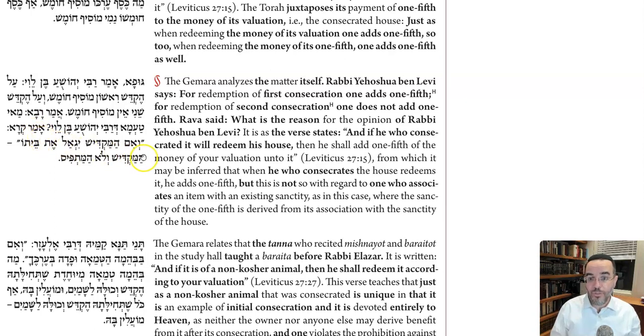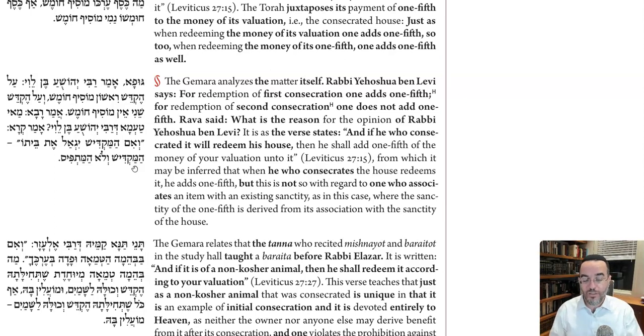How do you know that? From this pasuk that says, the one who consecrates an item, in this case a house, has to pay a fifth if he wants to redeem it. You see, only the one who consecrates has to pay a fifth. That's the initial consecrator, but not the one who copies.